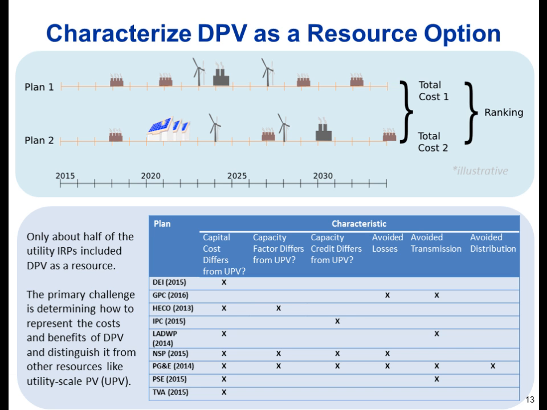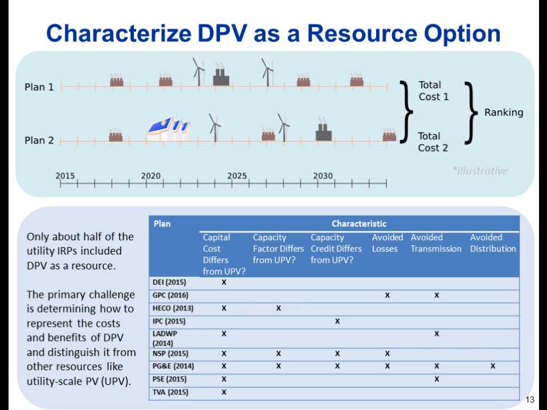We saw that with Tennessee Valley Authority, HECO, and Puget Sound Energy, where they all included distributed PV as an option in their capacity expansion models. The primary challenge in including distributed PV as a resource option is deciding how to represent the costs and benefits of distributed PV, and then how to distinguish it from other resource options. In particular, how to distinguish it from utility scale PV.